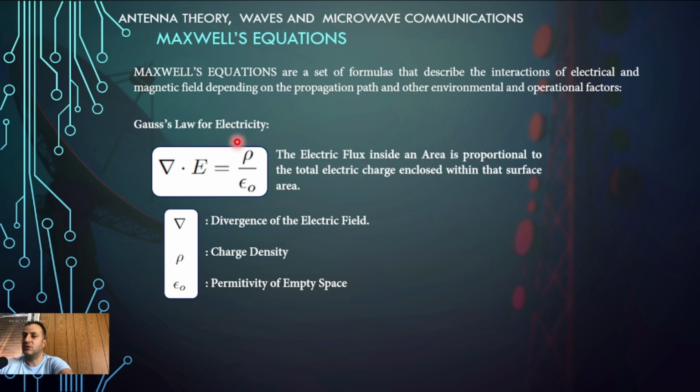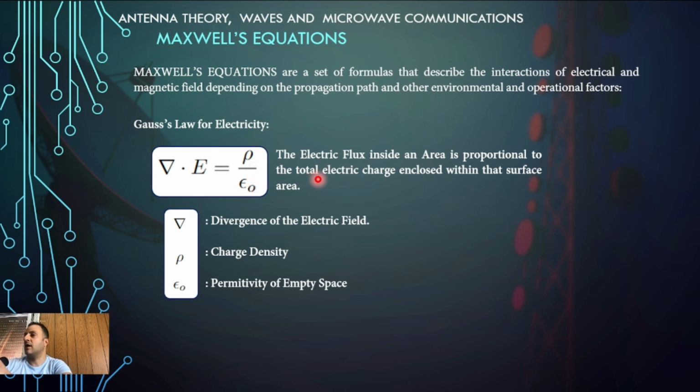So let's first start with Gauss's law for electricity. At first you have delta E, actually this is nabla. It's called another Greek symbol. Nabla E is equal to rho divided by epsilon 0.